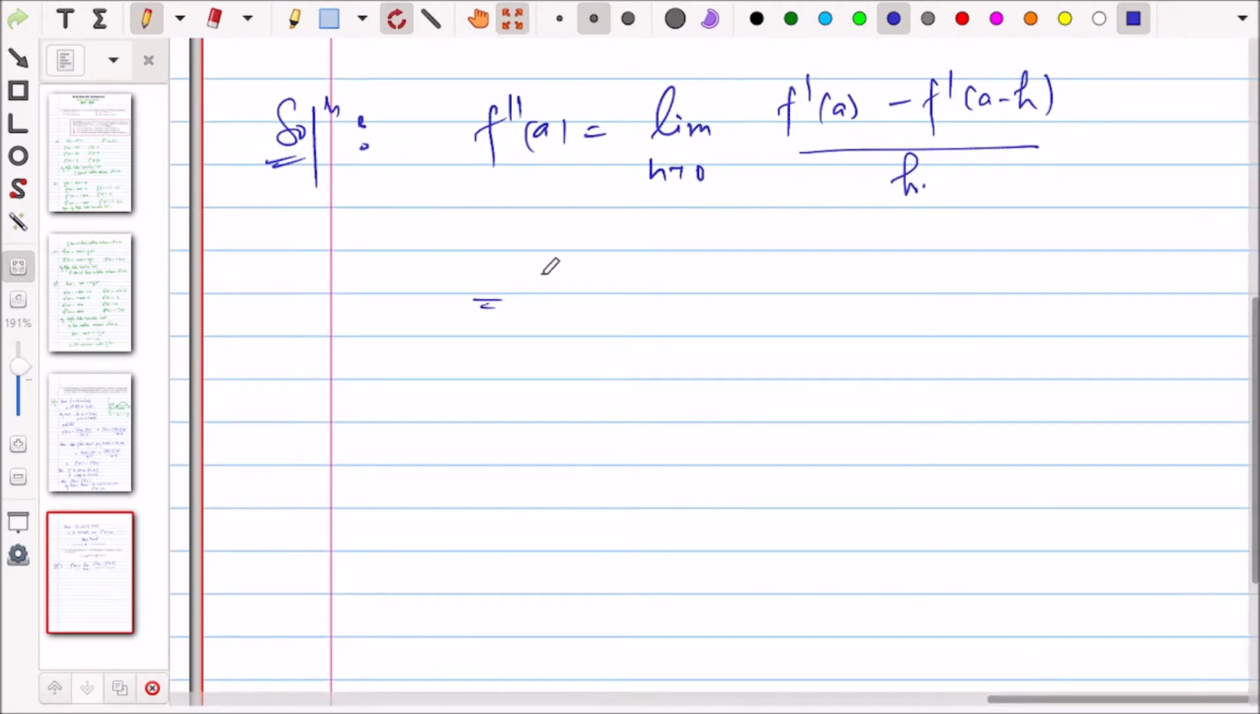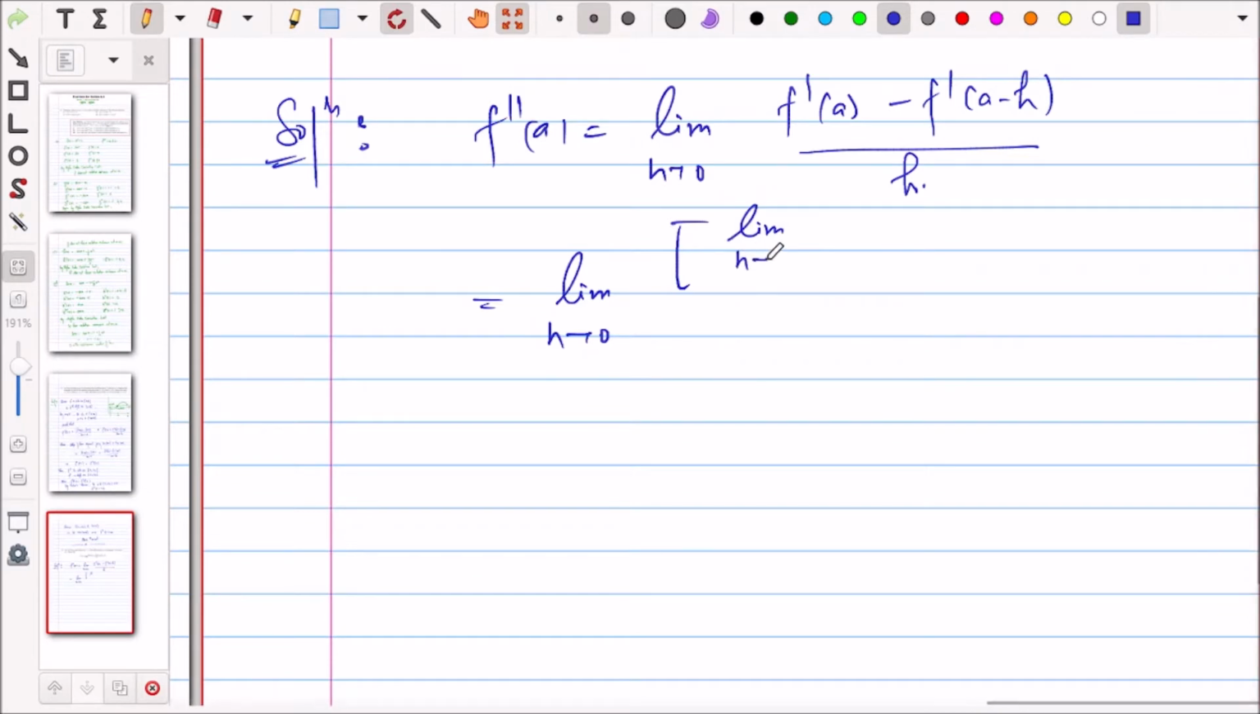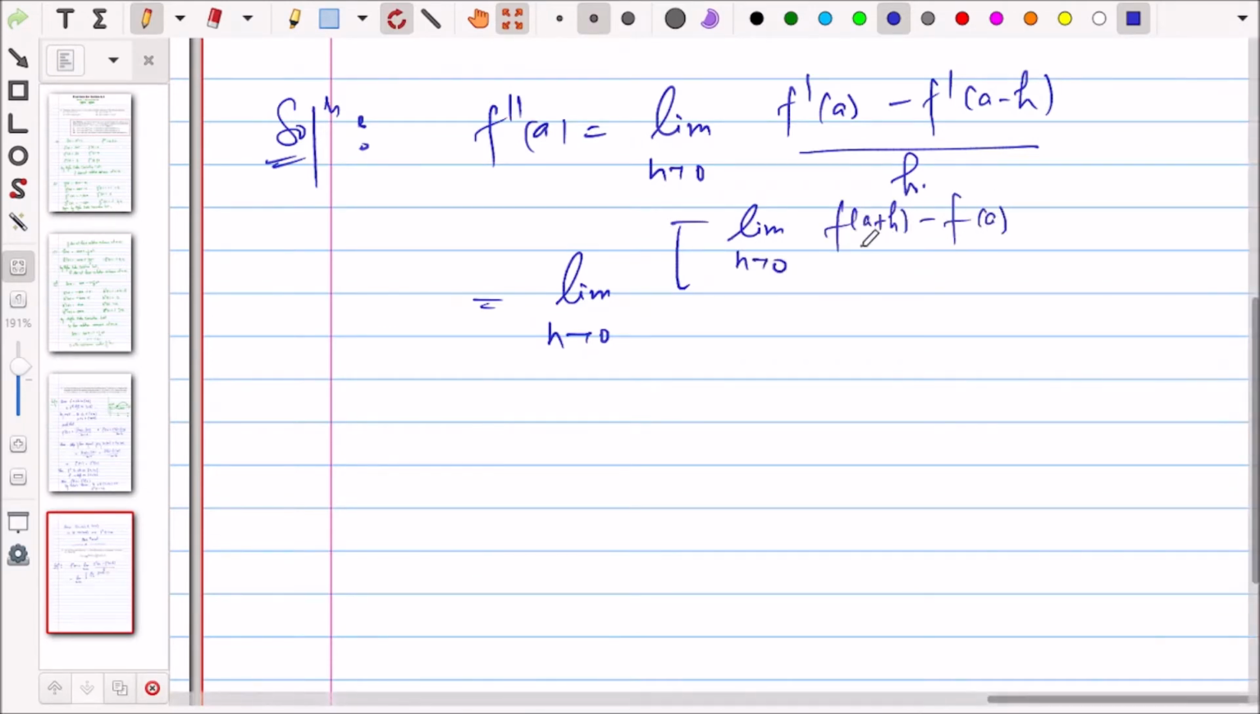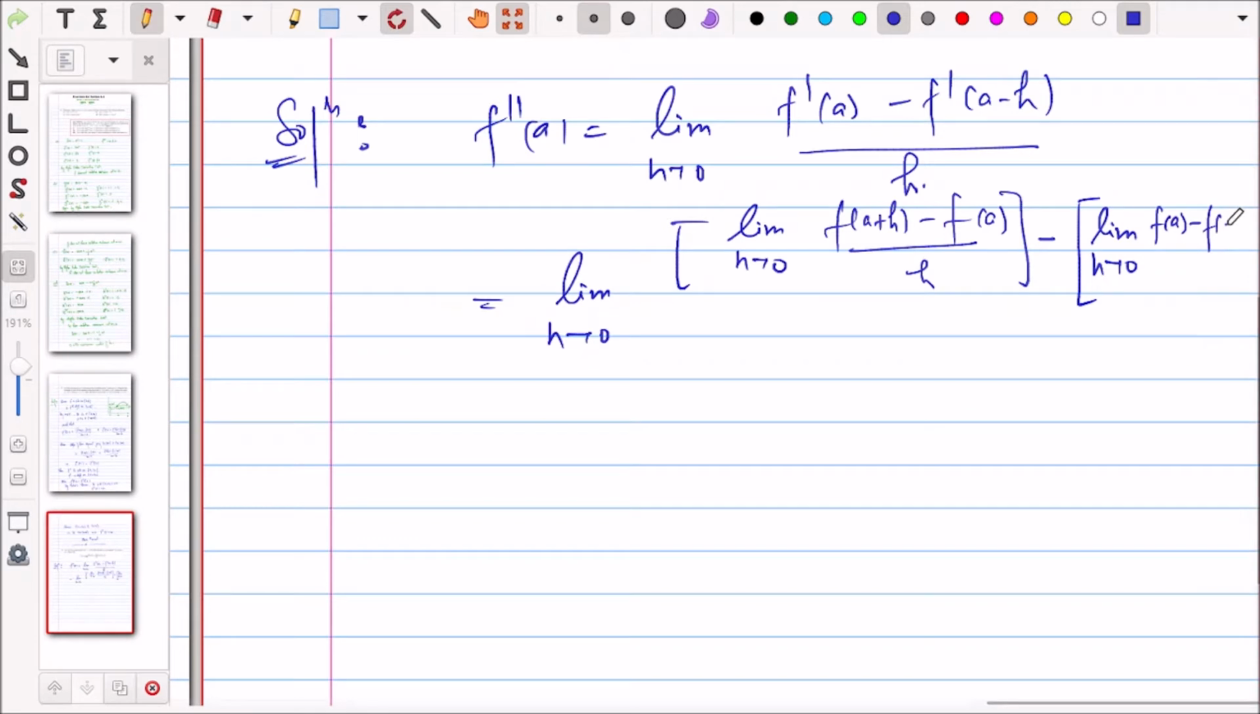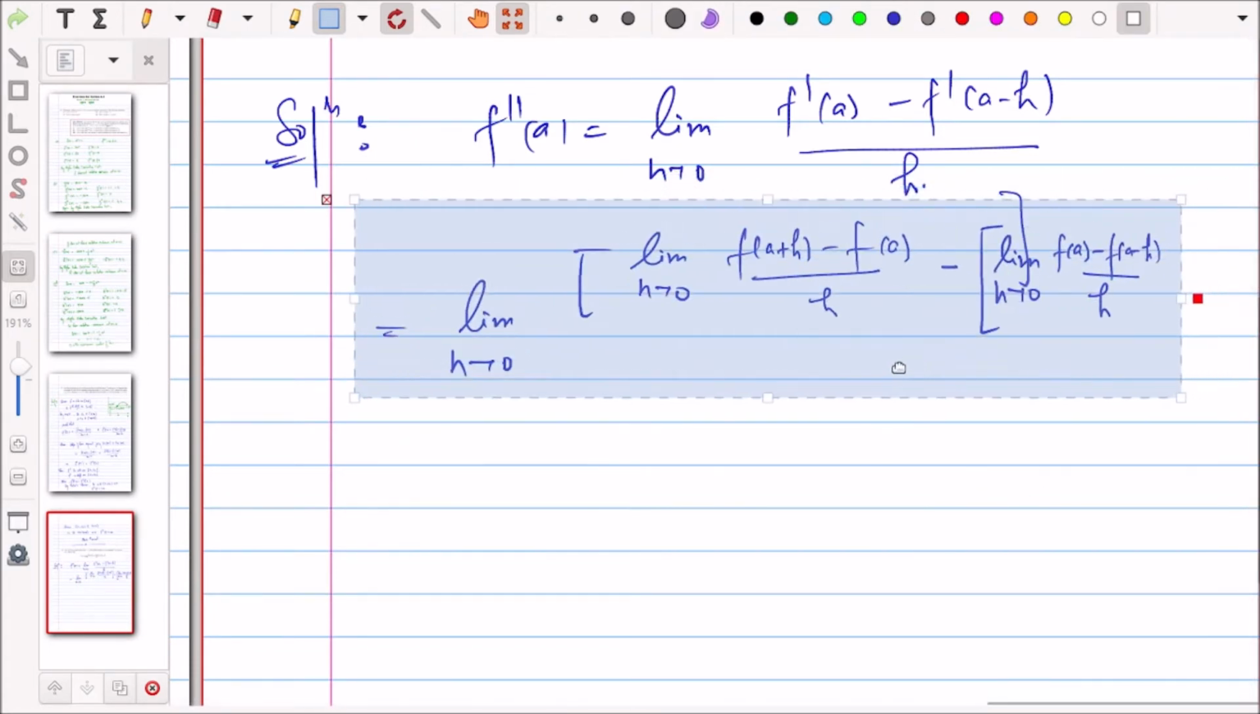Then again apply this formula to this. So this is limit h tends to 0, f of (a plus h) minus f of a upon h. Again applying it to this, there will be a change, so we can have it like this, f of a minus f of (a minus h). Let us just move this slightly to this side so that we can write it properly.